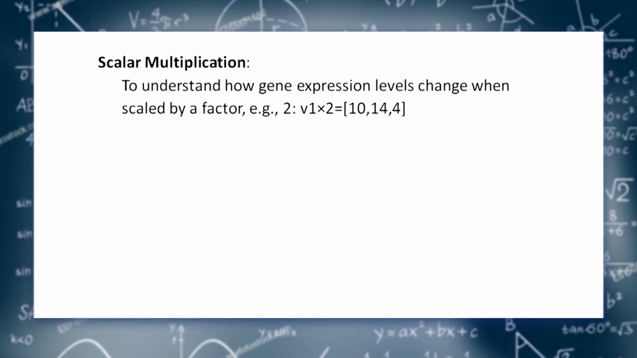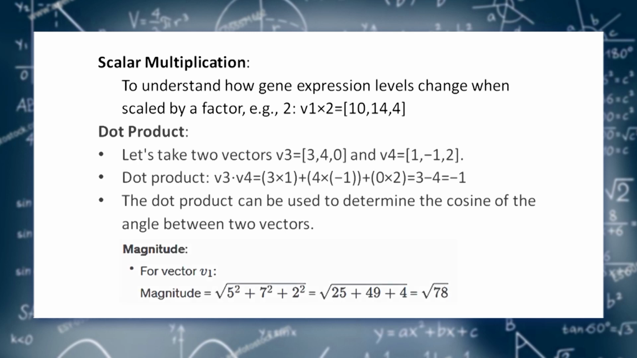For example, if we multiply the control sample element by a scalar quantity 2, then we get 2 into 5, that is 10, 2 into 7, that is 14, and 2 into 2 is 4. So, after scalar multiplication by the scalar quantity 2, we modified the vector quantity control sample as 10, 14 and 4. The next important operation is dot product.